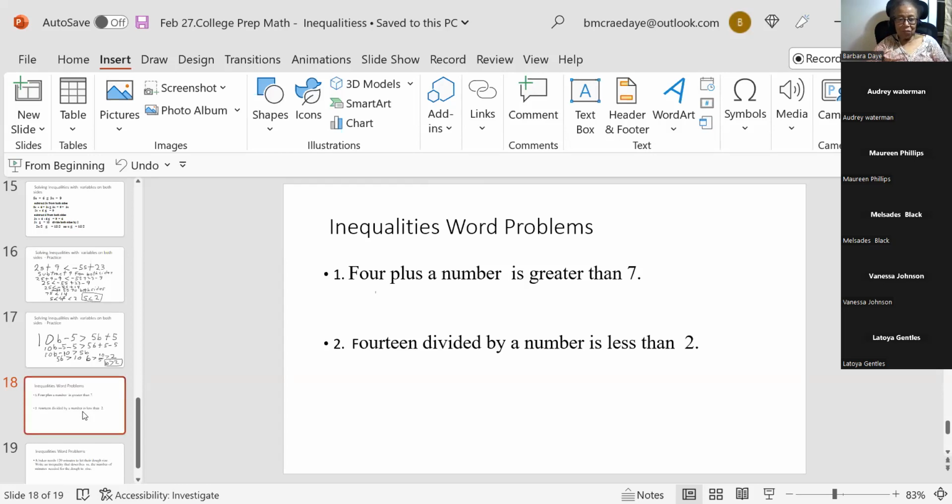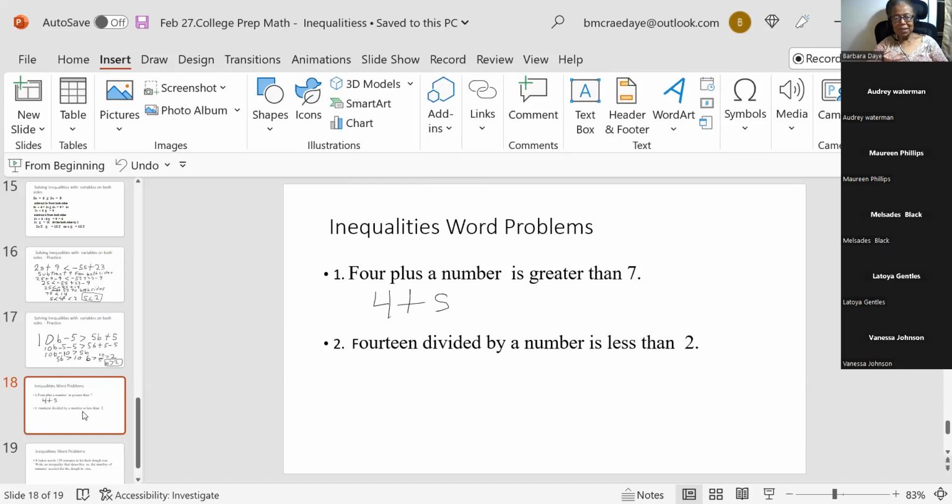Okay, Latoya, you said 4. No, it says 4 plus a number. Latoya, what would I write? 4 plus a number. A number is a variable. We don't know what it is. Latoya, what did you say? S? S as in Sam? Okay, 4 plus S.